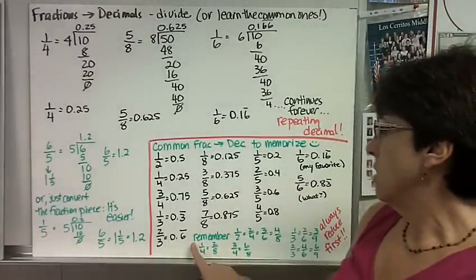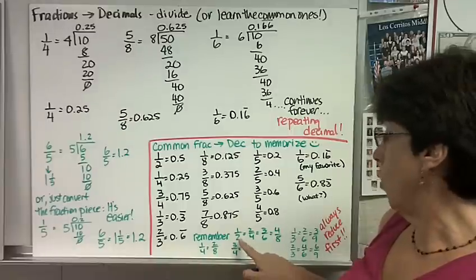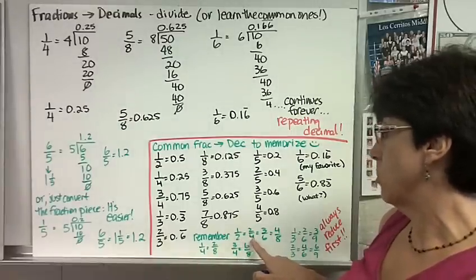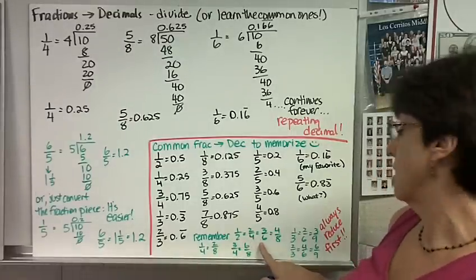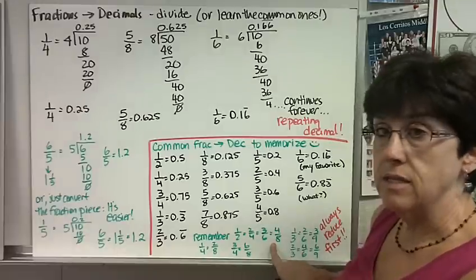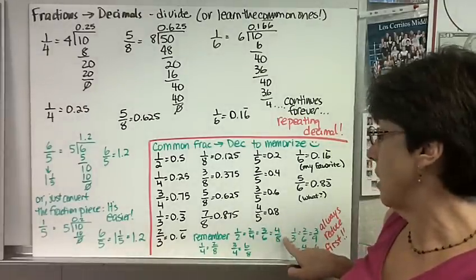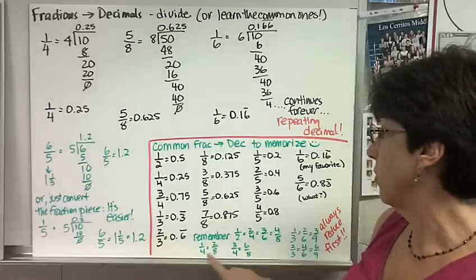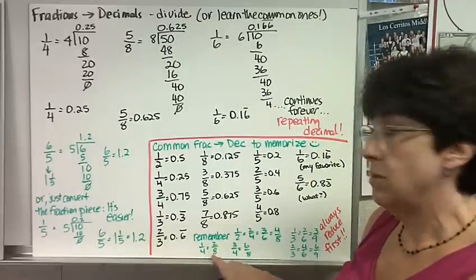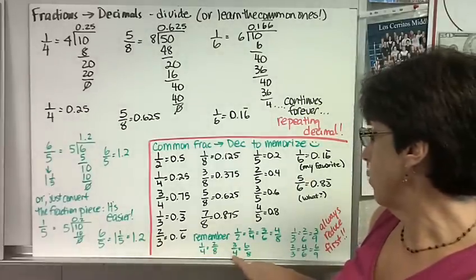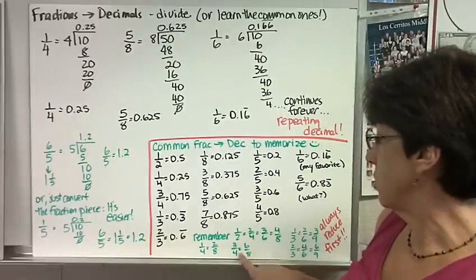Okay, so in your conversions, you need to remember that 1/2 is the same as 2/4, which is the same as 3/6, which is the same as 4/8. Anytime the numerator is half of the denominator, it's 1/2. 1/4 is also the same as 2/8. 3/4 is the same as 6/8. Okay, we just reduced them.